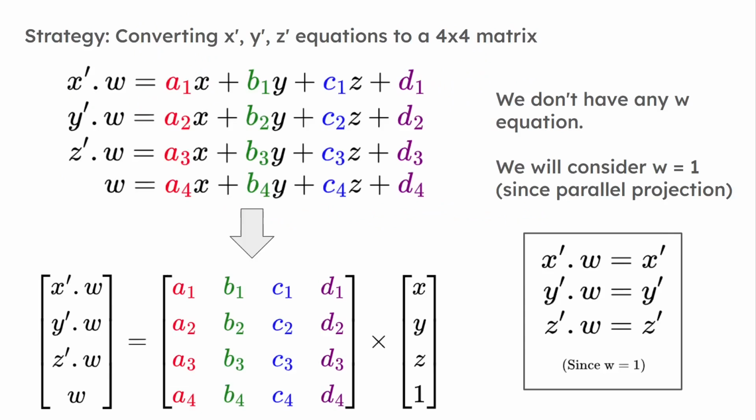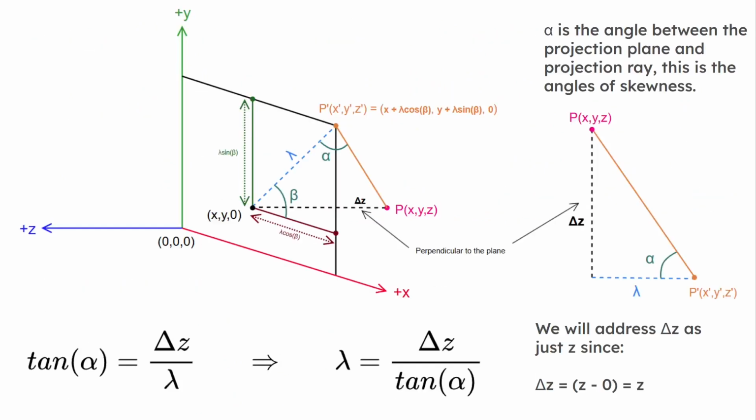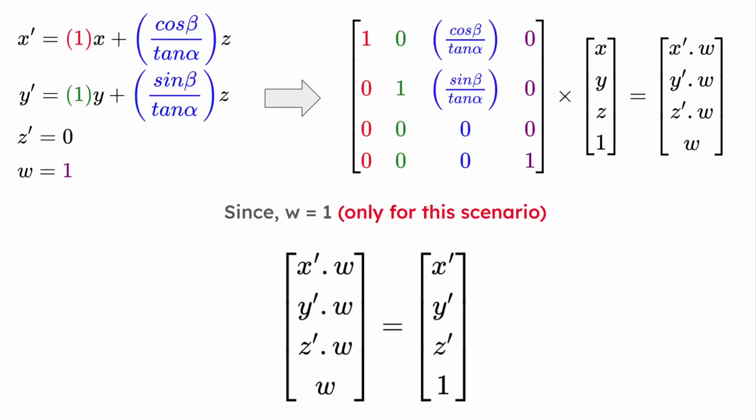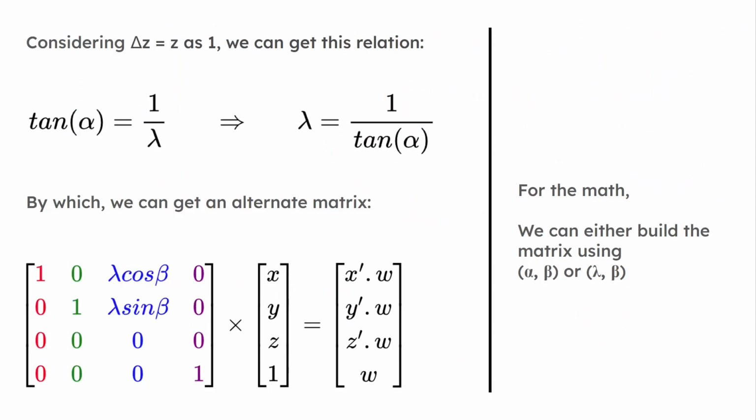Let's head a bit back. If we consider the distance between P and the projection plane, which is delta z, to be 1, we can use lambda as the scaling factor by itself. Usually, we consider delta z to be 1. So we then get this relation, which is tan alpha equals 1 by lambda. We are just substituting delta z by 1, and we can rearrange it to be lambda equals 1 by tan alpha, or cot alpha. This is an alternate version of the same matrix we just derived, but with lambda instead of tan alpha. We just replace the 1 by tan alpha with lambda because we got this relation.